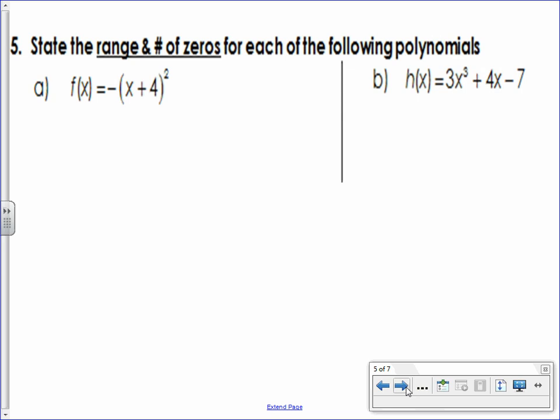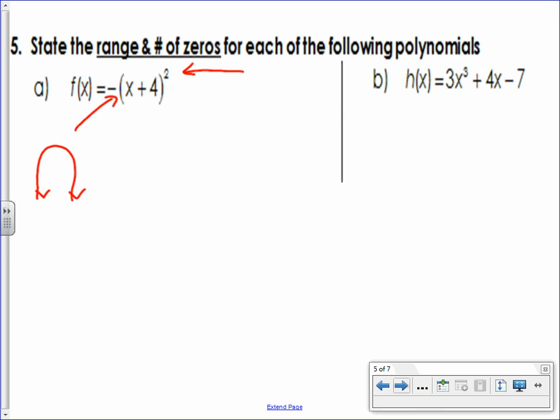Okay? State the range and the number of zeros for each of the following polynomials. The range and the number of zeros. Okay? Looking right here. If we graph this, you could type this in your table and you could graph exact points. Now I know it's negative because it's got my negative coefficient. I know it's got a degree of 2.